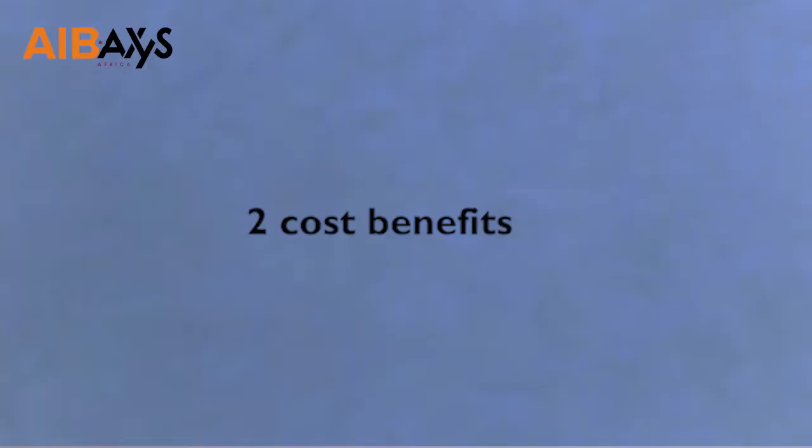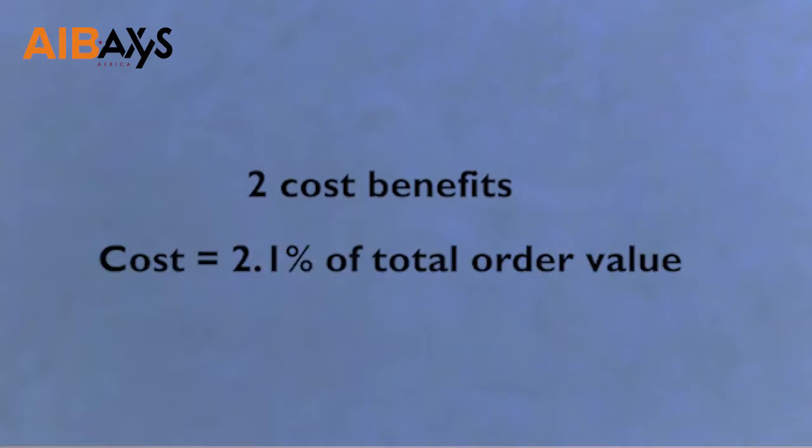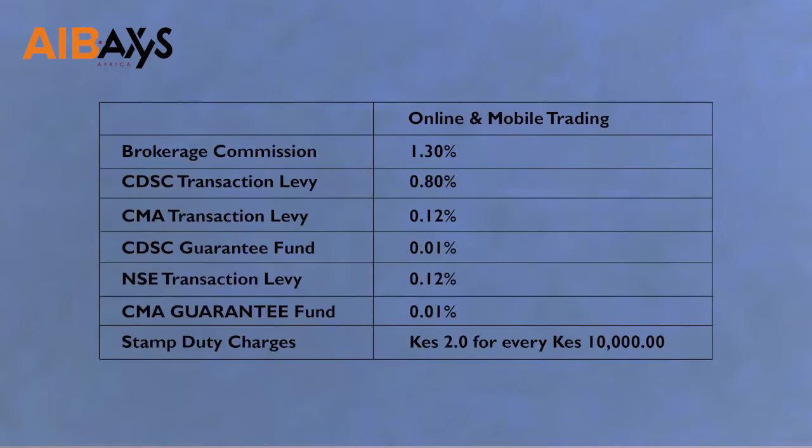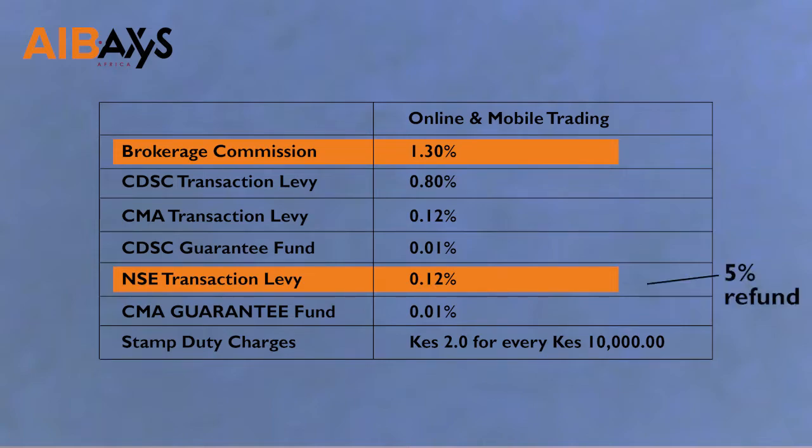In general, with every normal trade you make, the total cost is about 2.1%. This is a summation of various levies that you can now see on your screen. We went through these fees in a previous video. If you conduct a day trade, you earn a rebate from 2 of these levies. A rebate is basically a refund. On the NSE levy, you receive a 5% rebate, and on the brokerage commission, you receive a 50% rebate.